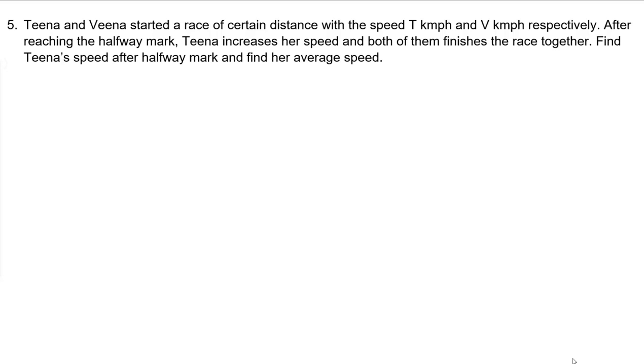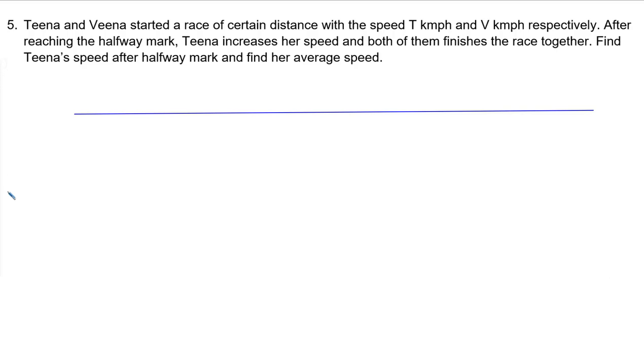Let's have a look at question number 5. Read it carefully. Tina and Veena started a race of certain distance with the speed t km per hour and v km per hour respectively. After reaching the halfway mark, Tina increases her speed and both of them finish the race together. Find Tina's speed after the halfway mark and find her average speed. Okay, let's have a look at it.